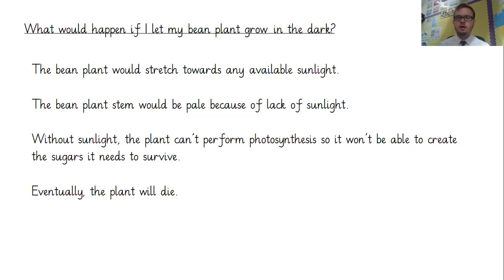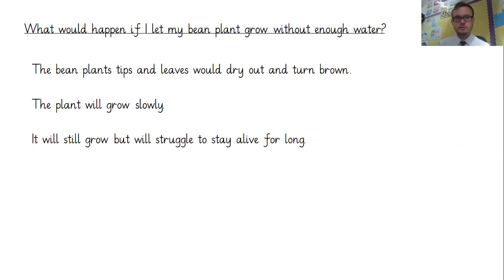Without sunlight, the plant can't perform photosynthesis, so it won't be able to create the sugars it needs to survive. This is more long-term. Eventually, it won't be able to live very long, and eventually that plant will die. So pause the video now, write down all of those points. Okay, if you've all got that written down, because it's very important because you need to come back to it. Brilliant. Let's move on.